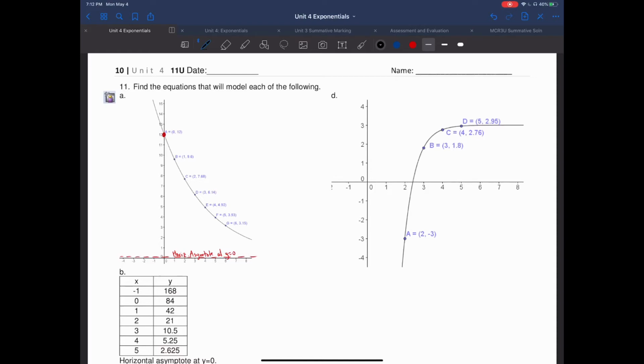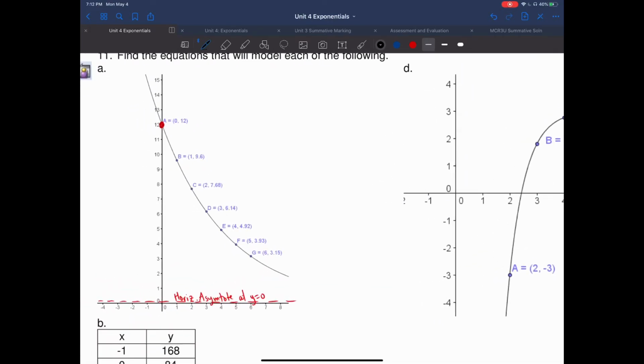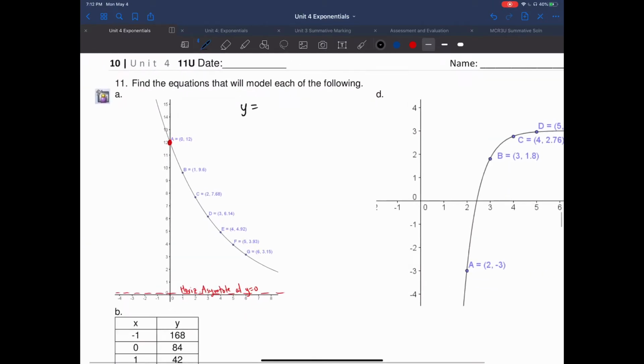So for question 11a, it says find the equations that will model each of the following. So the equation for the simplified transform function is y equals ab^x plus c. Some things I'm noticing is that, one, my c value should equal 0 because I'm noticing that the horizontal asymptote is occurring at y equals 0. My second piece of information is that my y-intercept is (0, 12).